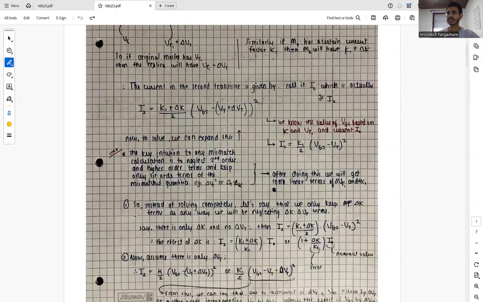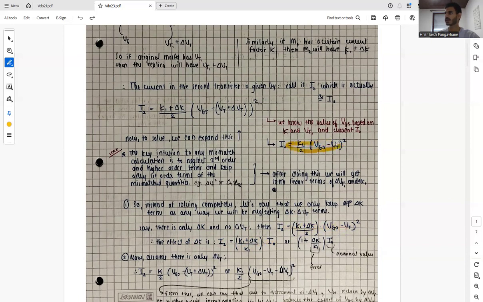So instead of solving completely, let's say that we only keep delta K, and for now we forget that there is any delta VT value. So let's only keep delta K terms, as anyway we will be neglecting delta K times delta VT terms. Let's say there is only delta K and no delta VT, then the equation for I2 will be somewhat like this, and from this equation the effect of delta K is basically I2 equals K plus delta K divided by K1 times I naught, and this came from this equation and the equation of I naught.